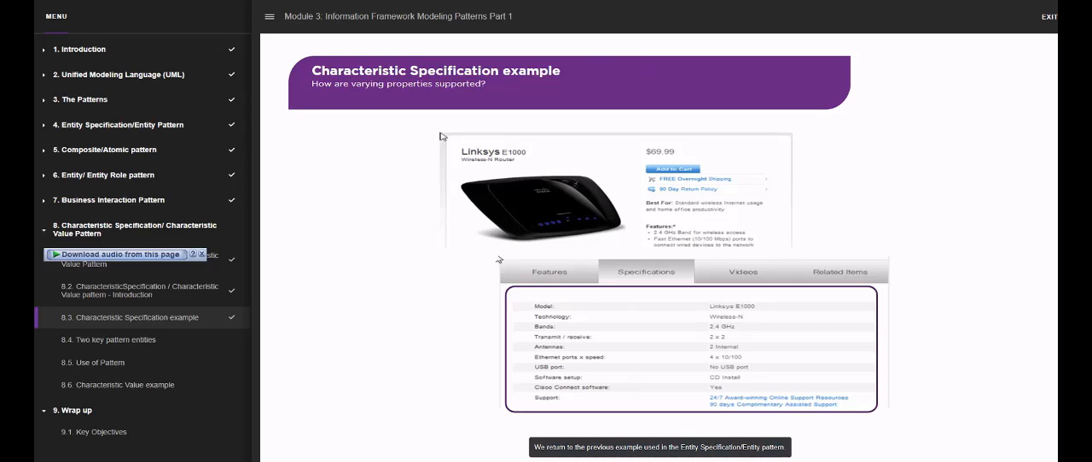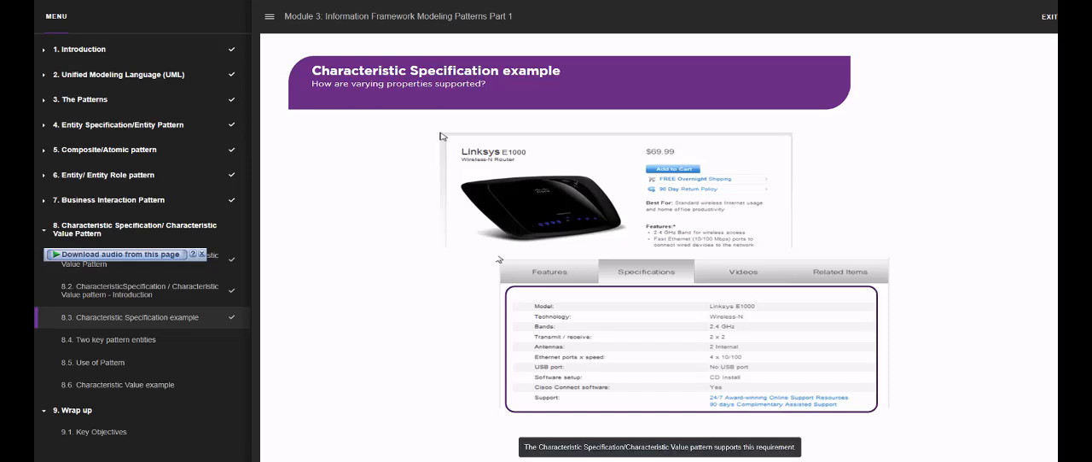We return to the previous example used in the entity specification entity pattern. There should be a modelling pattern that allows the properties of the wireless router shown here to be specified. These properties or features are often referred to as characteristics or attributes of an entity, such as the router offered in the scenario. In this example, characteristics include the technology, bands, USB support and so forth, as shown in the Specifications tab.